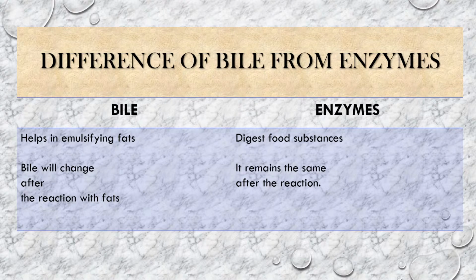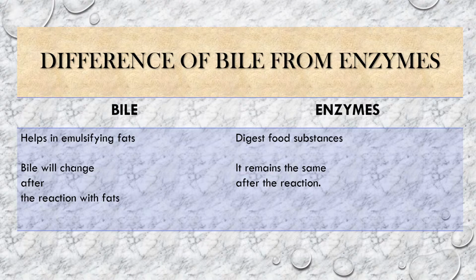Bile is different from enzyme because the bile is an emulsifier. It helps in the mixing of water and fats, making them ready for the enzyme to digest. So it helps in the emulsifying of fats. After the reaction, bile will change.